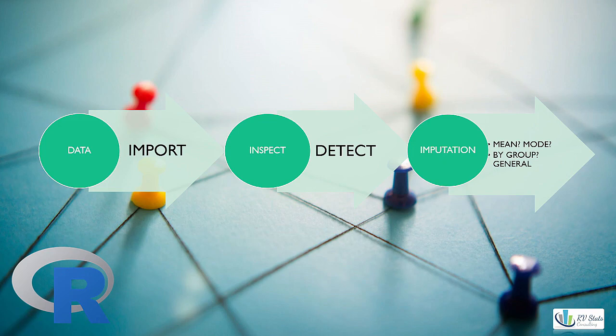Next step is imputation. How are we going to do this? Do I have to impute my missing values by the mean, the mode, the median? Do I have to group my data before imputing? Is it better or not? This is what we're going to discuss now using R.